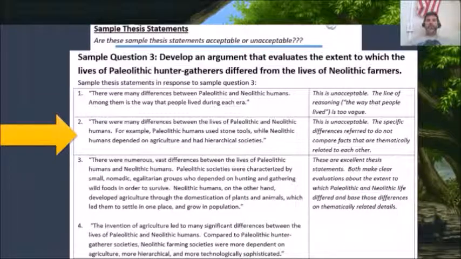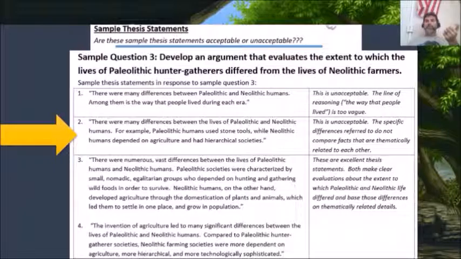Number 2, there were many differences between the lives of Paleolithic and Neolithic humans. For example, Paleolithic humans used stone tools, while Neolithic humans depended on agriculture and had hierarchical societies. This is unacceptable. Even though this is more specific than in number 1, the differences that are referred to are not thematically related to each other. So, if you're going to do a comparison, it needs to be a comparison between facts on each side of the comparison that are of the same category or thematically linked in some way.